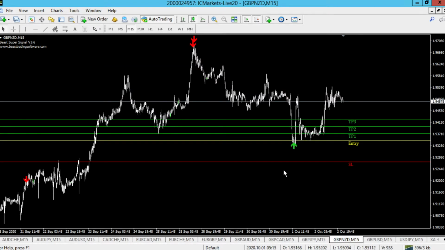The next pair we have is the pound and the New Zealand dollar. Looking back, this sell signal probably would have been a loss, but we would have recovered very nicely on the next 2 sells over here, and then again catching the bottom very nicely on this pair and taking out the profit.